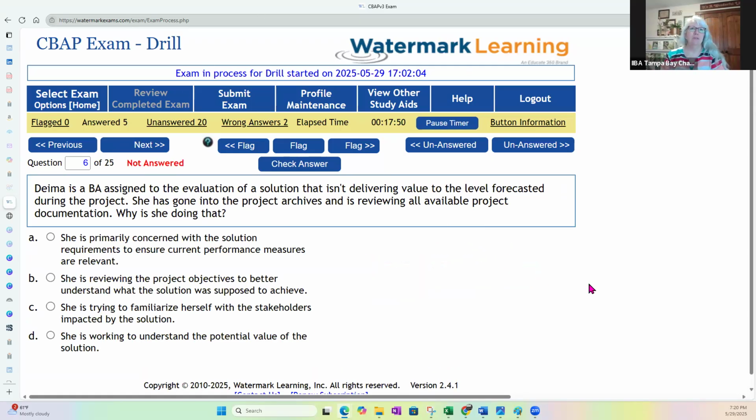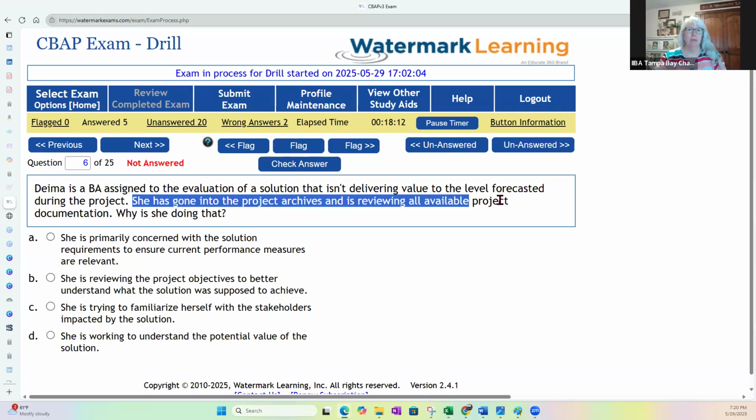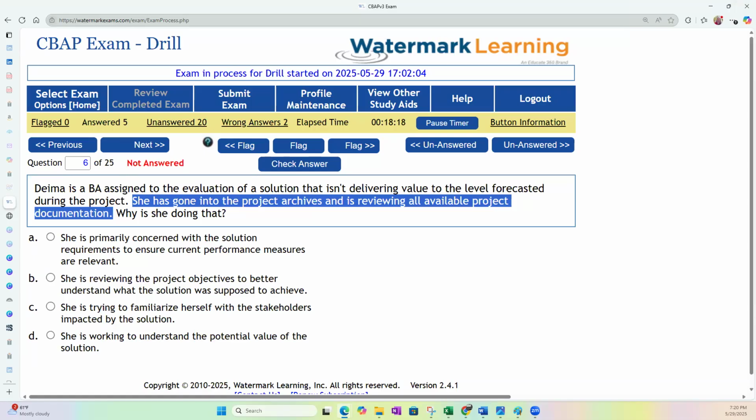Dema is a BA assigned to the evaluation of a solution that is not delivering value to the level forecasted during the project. So it means there's a limitation. She has gone into the project archives and is reviewing all available project documentation. Why is she doing this? So first, what task is she doing? There is a problem and she's looking at documentation. So which task is this? Measure solution performance.